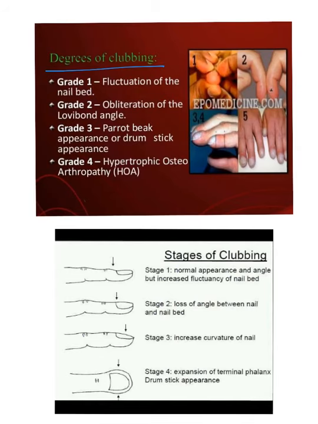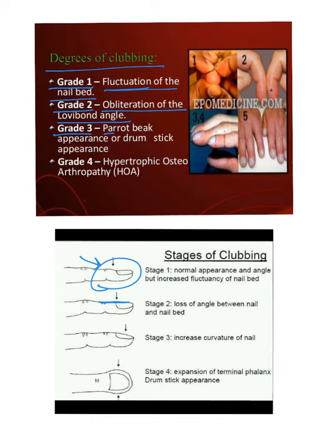Now there are degrees of clubbing. Grade 1 is the fluctuation of the nail bed. Here we can see that there is no gross deformity in the structure of the nail. There is only increased fluctuation and mobility of the nail bed. In grade 2 there is obliteration of the Lovibond angle, as we can see here that the angle has got flattened or obliterated.